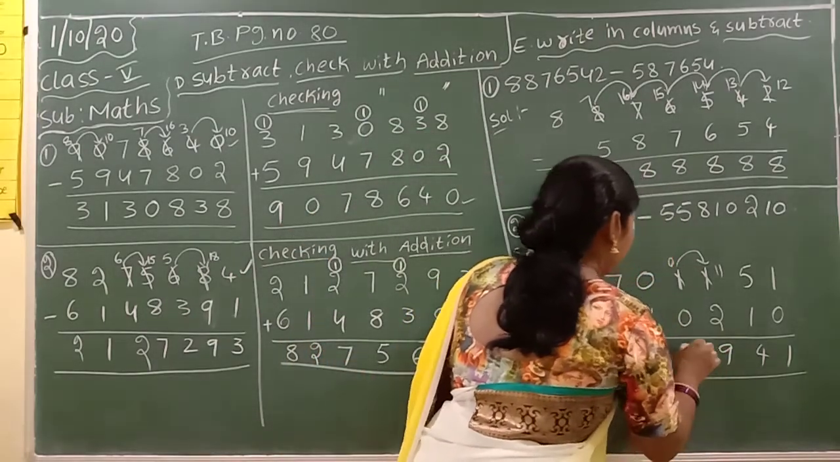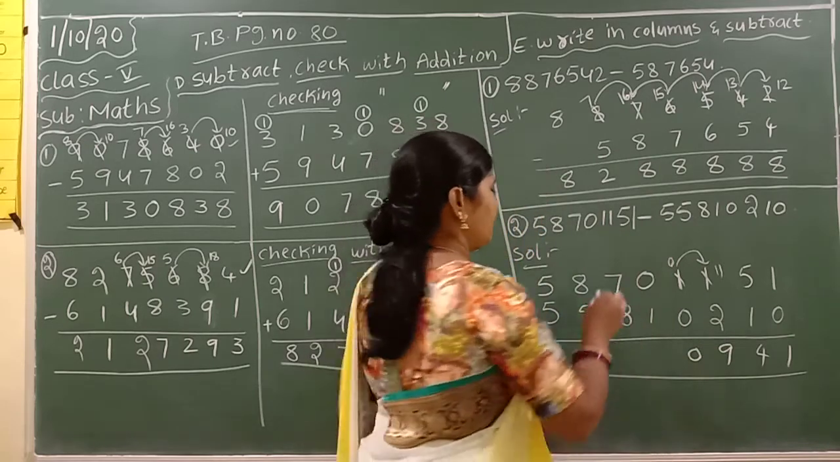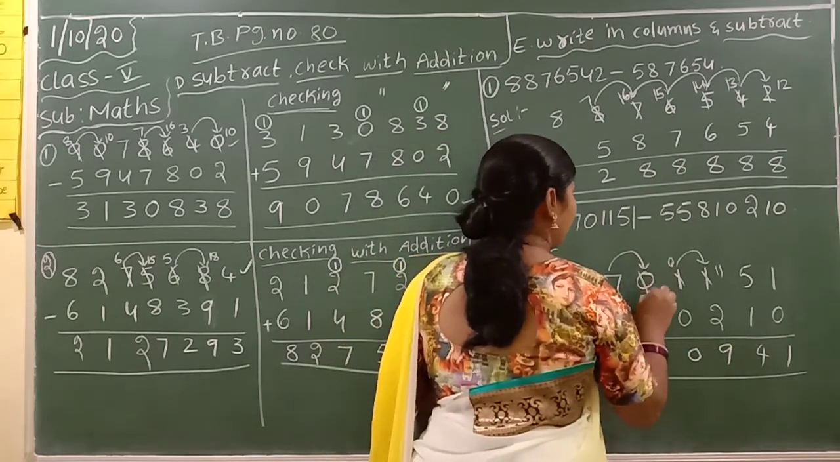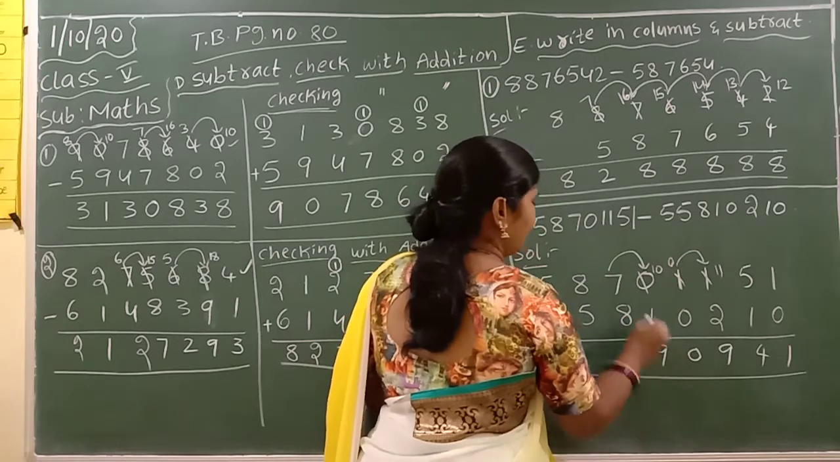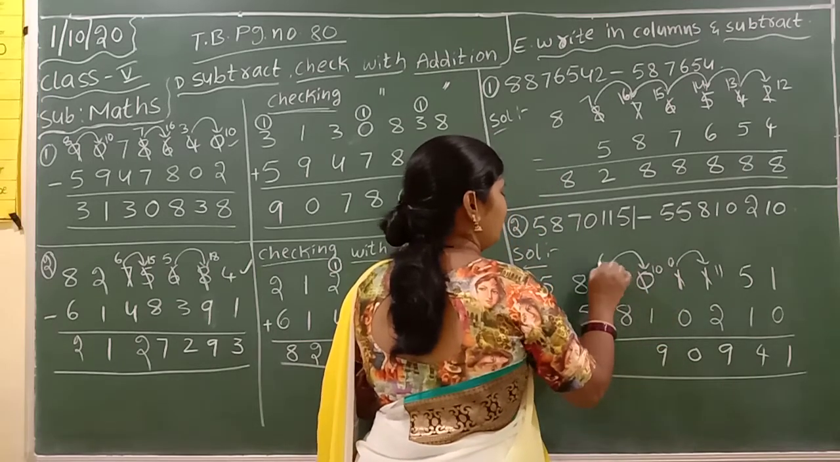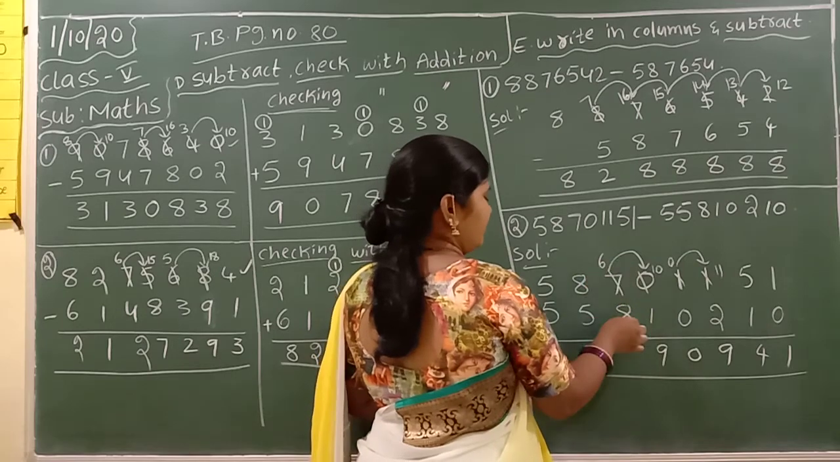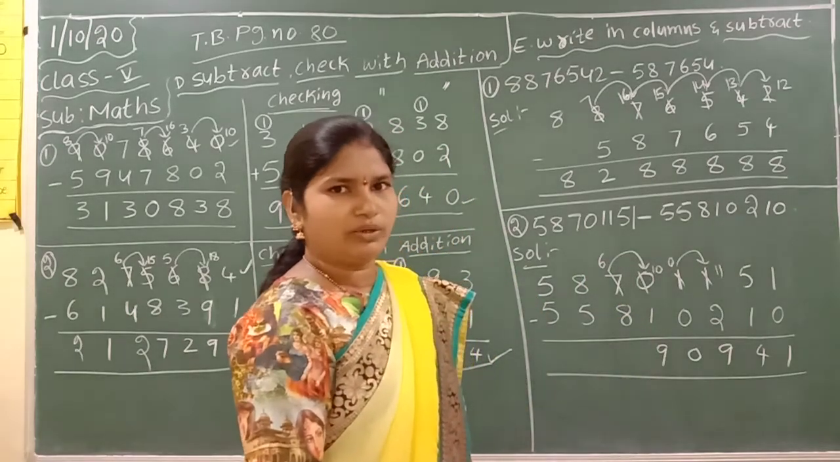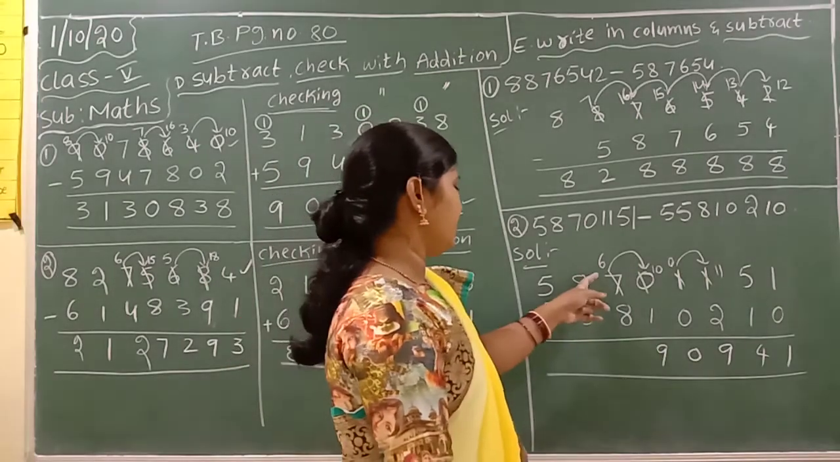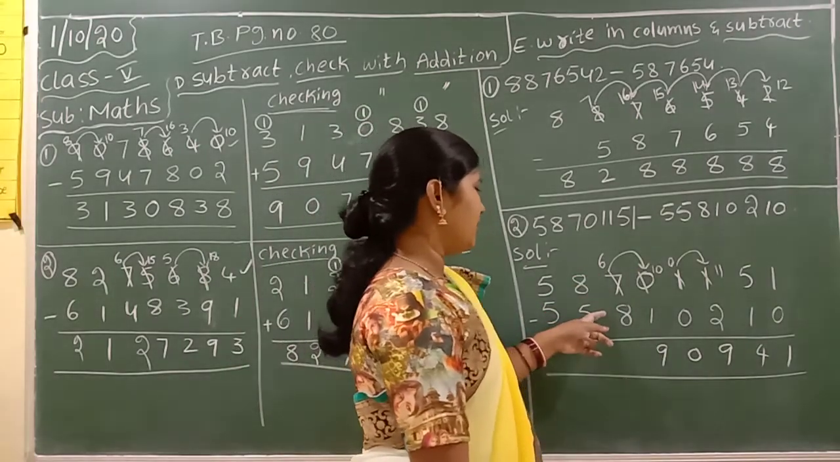0 minus 0, 0 only. 0 minus 1, not possible. Again take borrow, it becomes 10. 10 minus 1, 9. 7 giving 1 borrow means 6 remaining. 6 minus 8 also not possible.